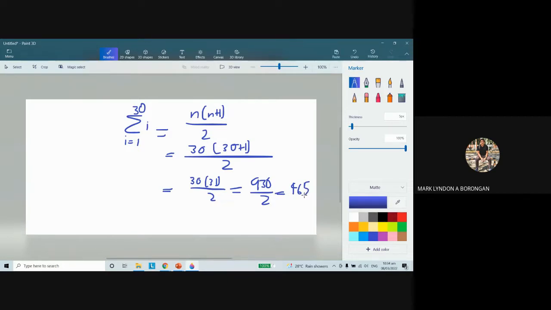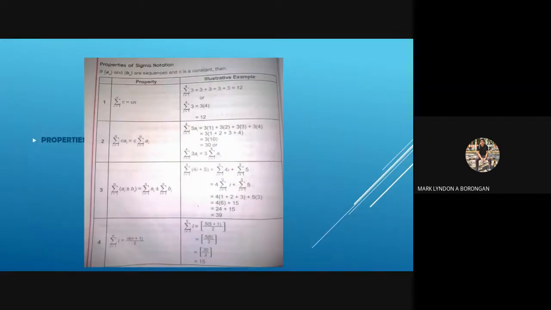So that is why property number 4 exists. And take note, guys, we can also apply this n times n plus 1 to the earlier one. Either way, you will get the same answer. For i from 1 up to 3, 3 is n, so n times n plus 1 is 3 times 3 plus 1, which is 4, divided by 2. So 3 times 4 is 12, divided by 2, equal to 6. You can see it is 6, right?